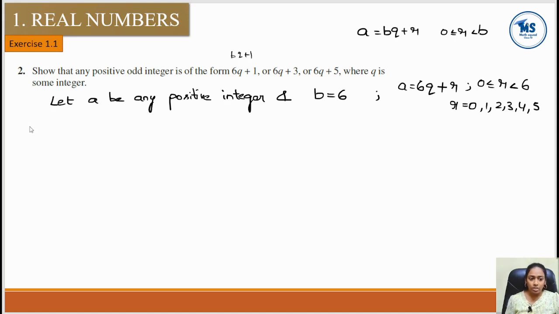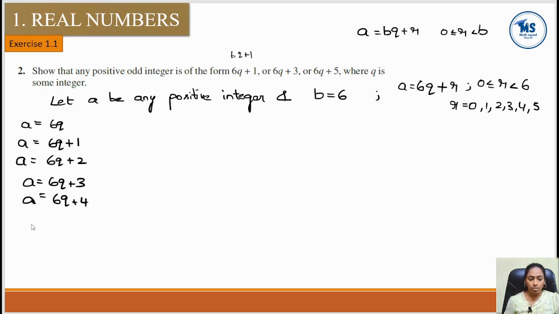That's right. So if r is equal to 0, a will be in the form of 6q plus 0, it will be 6q only, no? If r is equal to 1, a is in the form of 6q plus 1. If r is equal to 2, a is 6q plus 2. If r is equal to 3, a is equal to 6q plus 3. If r is 4, a is equal to 6q plus 4. If r is equal to 5, a is equal to 6q plus 5.